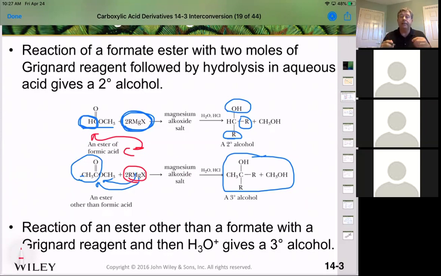Note, this has to be with an ester. You cannot do it with a carboxylic acid, because if you try to do it with a carboxylic acid, the Grignard reagent would pull the proton off the acid and quench the reaction, and it would stop. So it has to be the ester, okay?